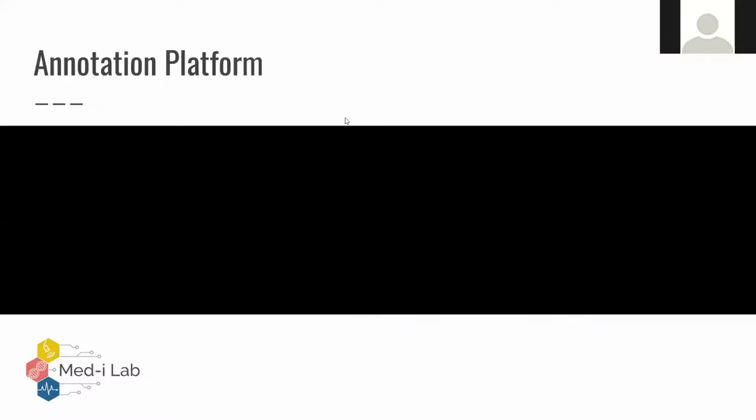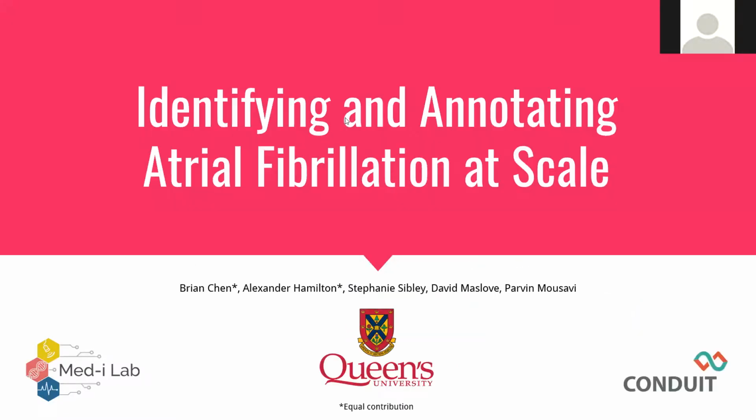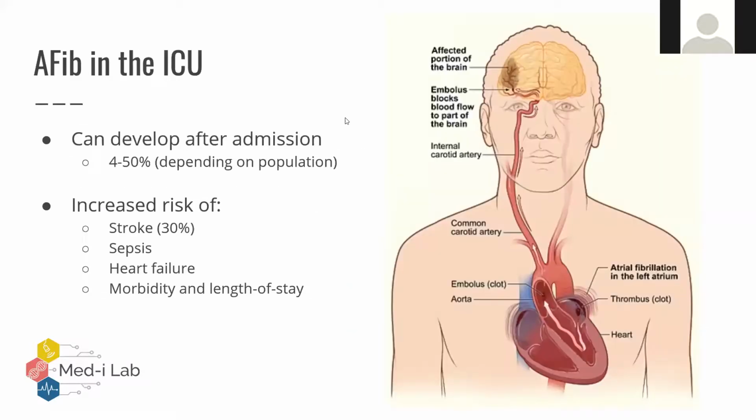Now, I guess the first question that we have is the question for Brian here. The question is from Kat, and it's, why is identifying atrial fibrillation important in practice? So I guess what kinds of things can we identify if we can identify atrial fib or AFib?